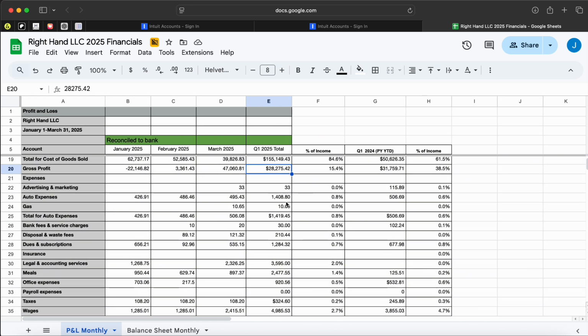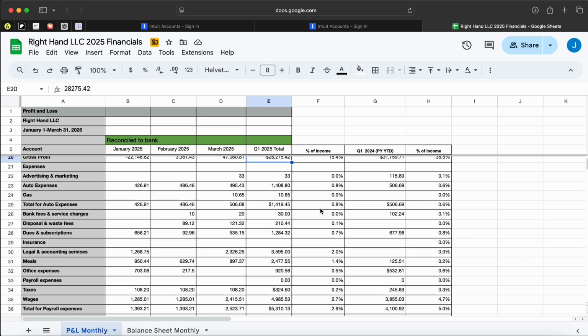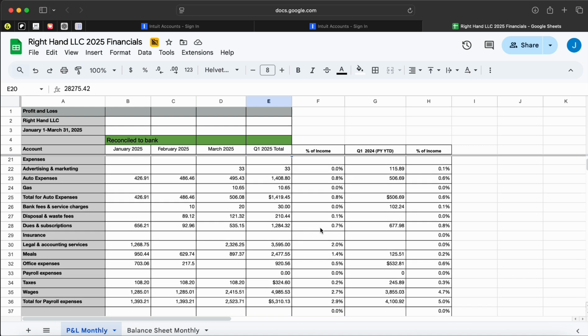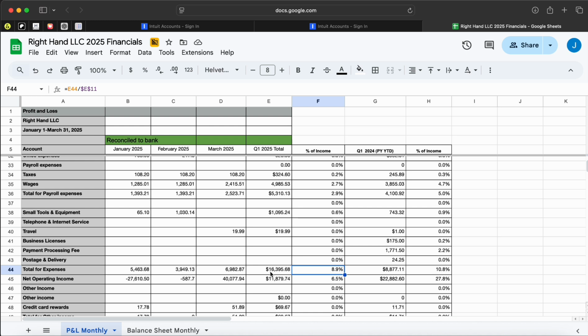Dropping down to expenses, there aren't any particular standouts here in 2025. So expenses or overhead, these are the costs that it takes to run your business, irrespective of how many jobs that you have coming in.